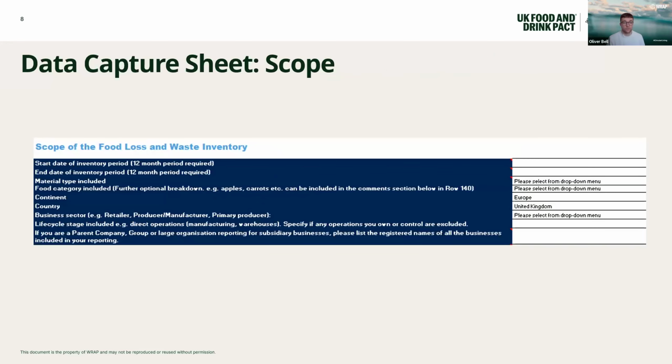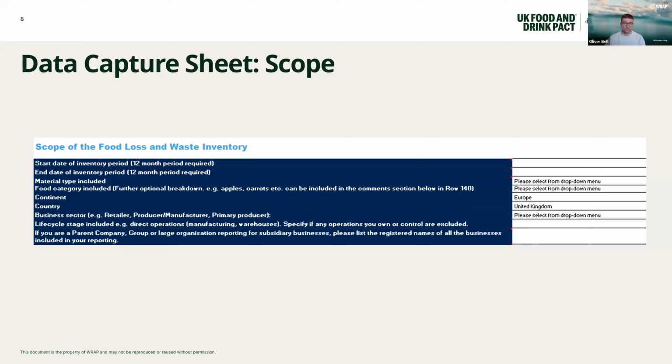Next, we have the scope of the food loss and waste inventory. First up on the screen there is the inventory period, like the start and end date for this. It's very important that this is a 12-month period. Ideally, it would be a calendar year, but also we accept other alternatives such as financial year as well. The important thing here is that this inventory period must follow on from your previous one, so there should be no gaps or overlaps.